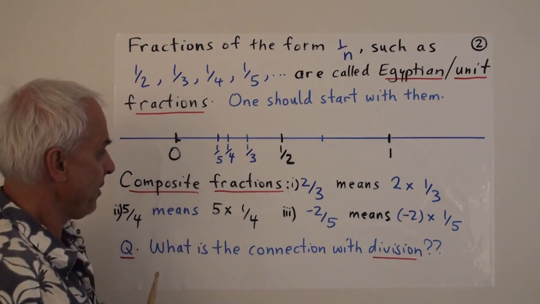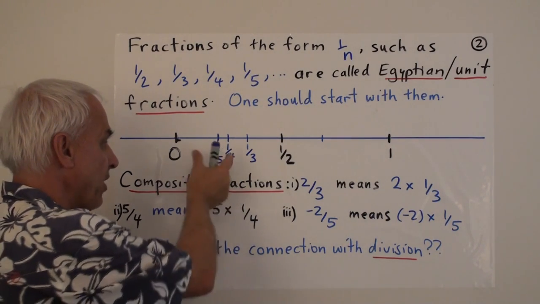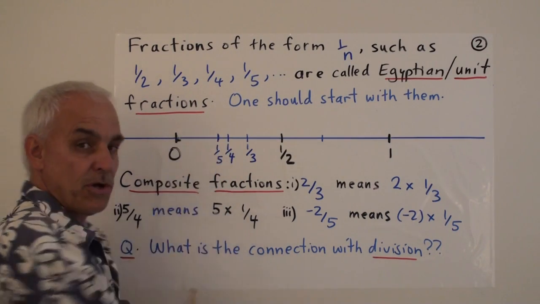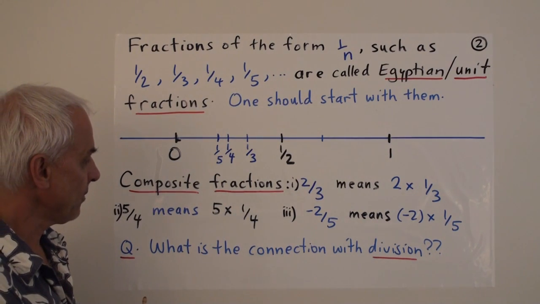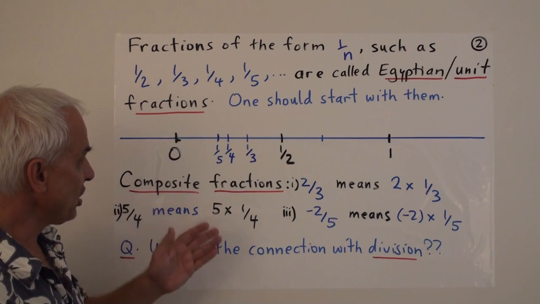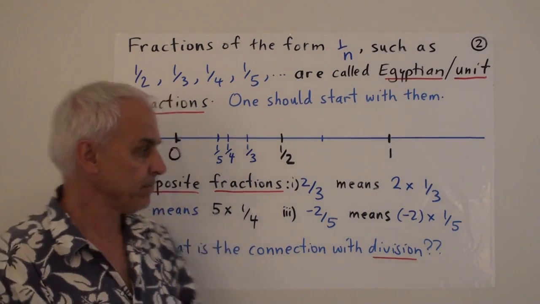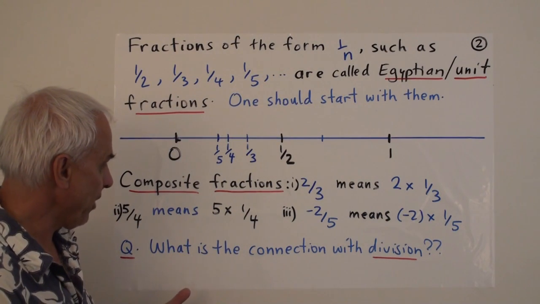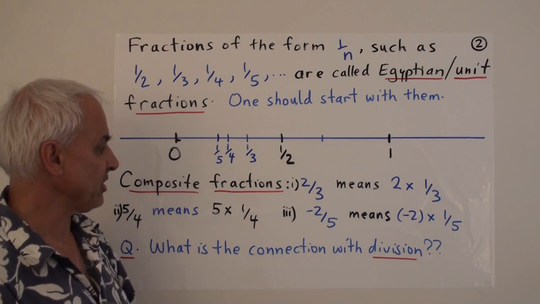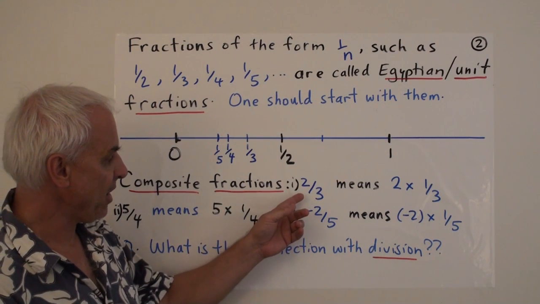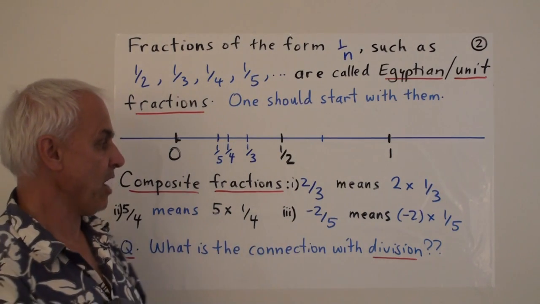1/4 would be around there, 1/5 around there, and as we increase the denominators, the fractions are getting closer and closer to 0. Okay, so those are Egyptian or unit fractions, and they are the basic ones that we start with. Then we want to consider fancier fractions, maybe composite fractions, where we consider general numerators and denominators.